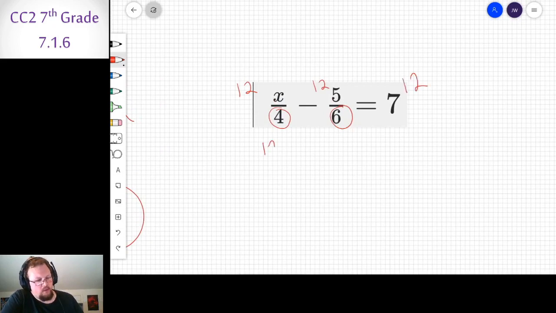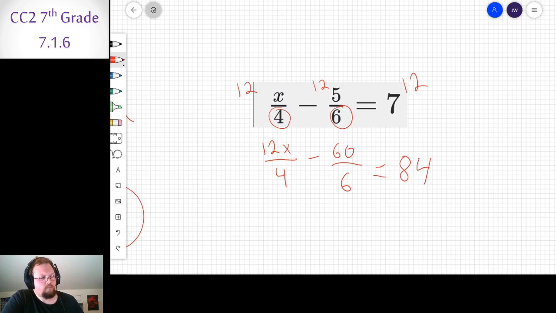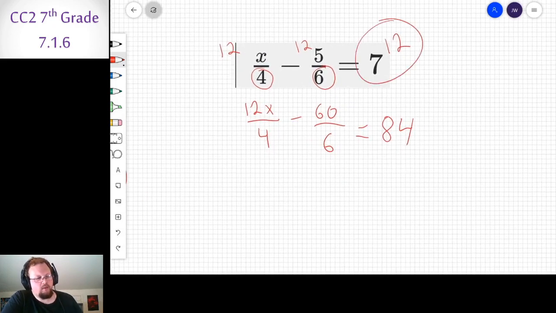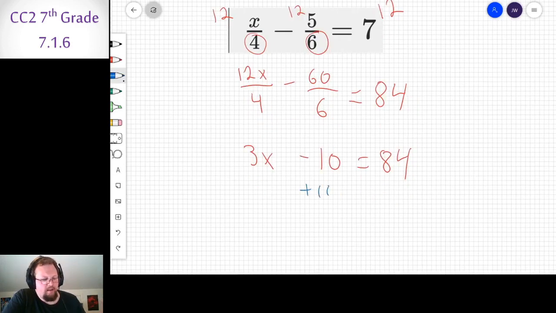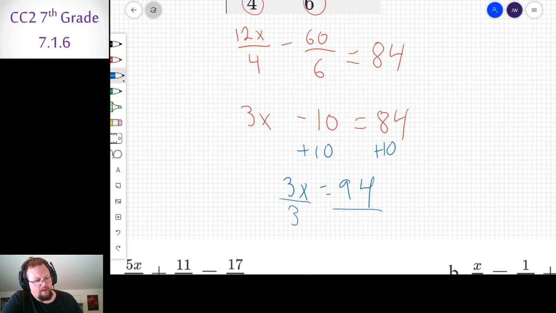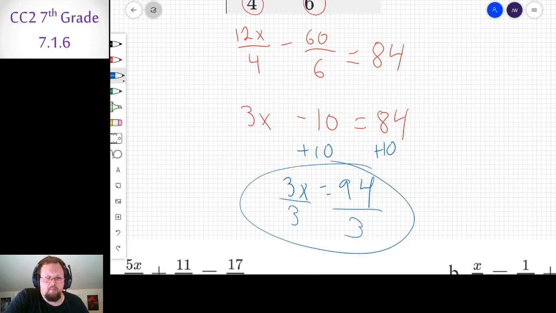Okay, this is 12x over 4 minus 60 over 6 equals 84. And then, yes, you still have to multiply this over here even though it didn't have a fraction. You have to do it to everything. This gives you 3x minus 10 is equal to 84. And now you are solving a much simpler expression. Add the 10. I have 3x is equal to 94. And then I can divide everything by 3. And I know that's not going to give you a nice even number.